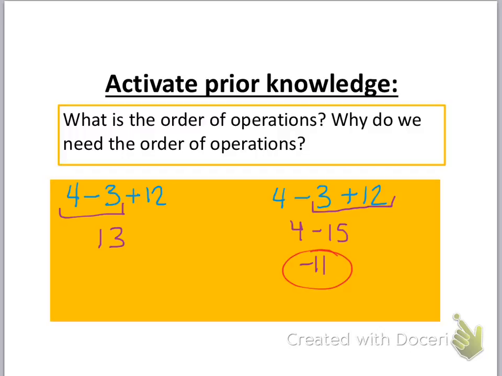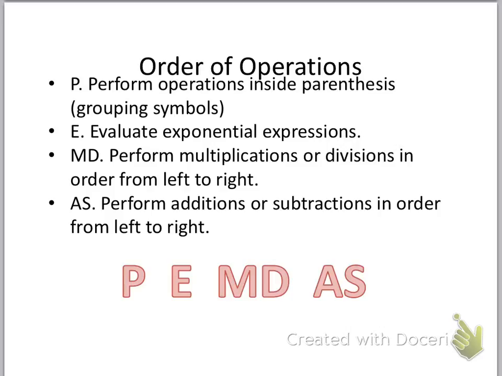So we have just demonstrated the reason why we need an order of operations. Do we start with subtraction or do we start with addition? Because we get two different answers, we have to have a rule that tells us what to start with. So the rule is PEMDAS.